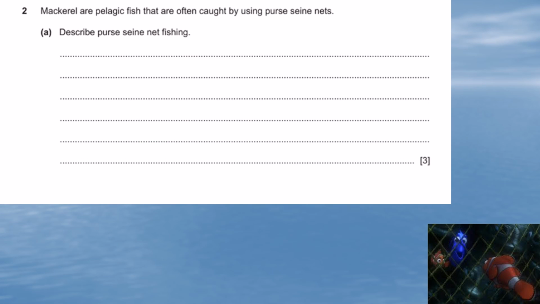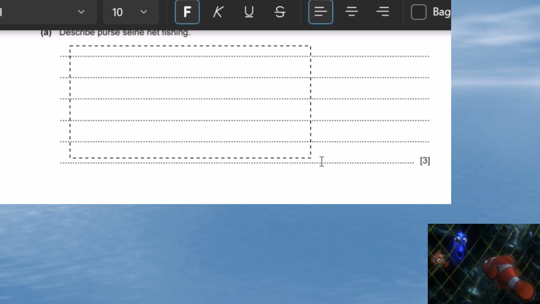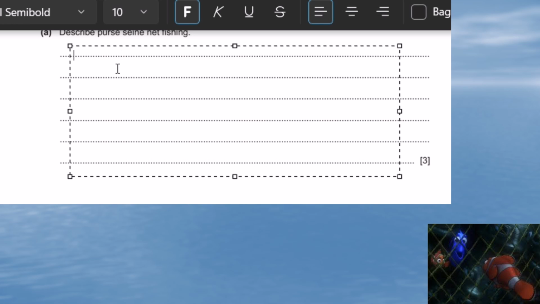So mackerel are pelagic fish, meaning they swim in the open ocean, often caught using purse seine nets. And we have to describe how purse seine net fishing is done. I will describe it as something like this.